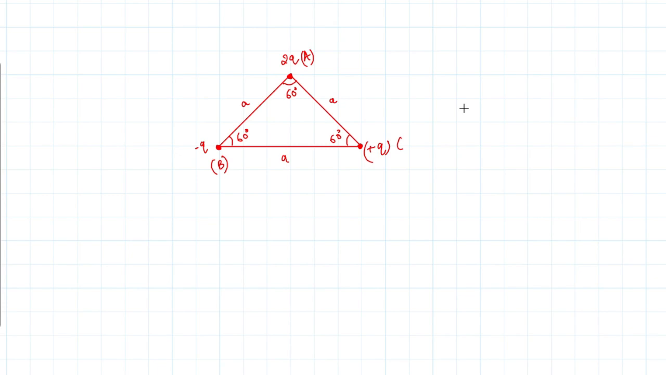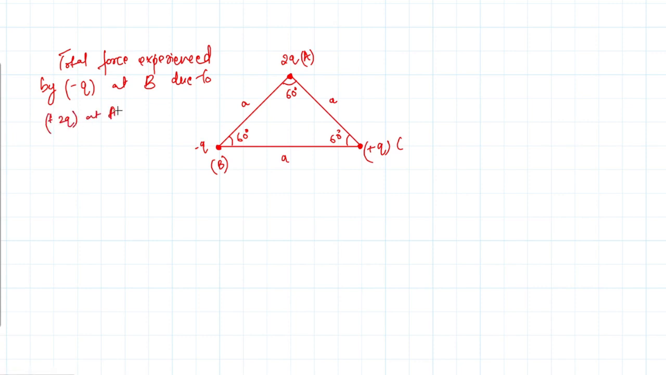So to solve this problem, what we are going to find is the total force experienced by minus q at B, due to the other charges, due to plus 2q at A and plus q at C, because as you know, 2q is going to affect this charge and plus q is also going to affect this charge out here. So let's solve it.